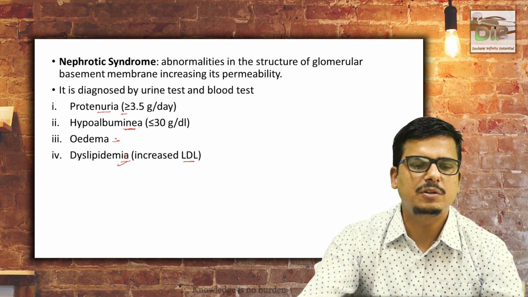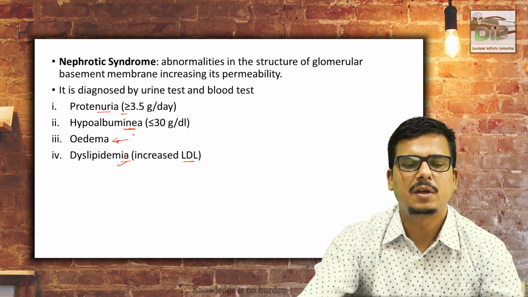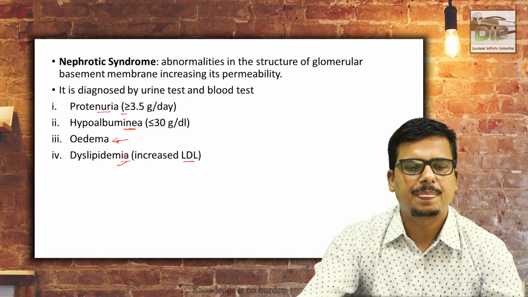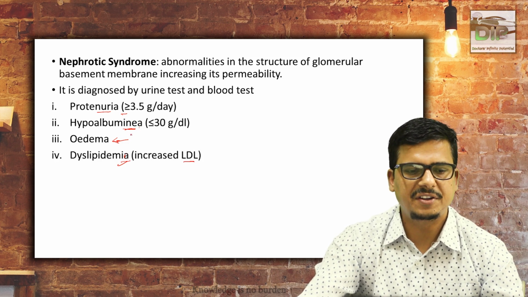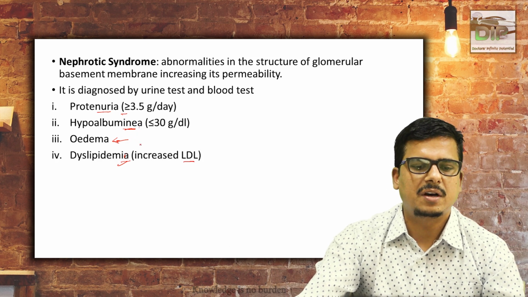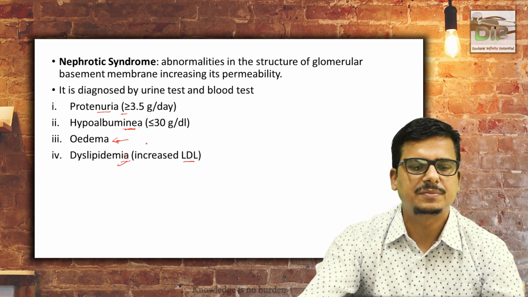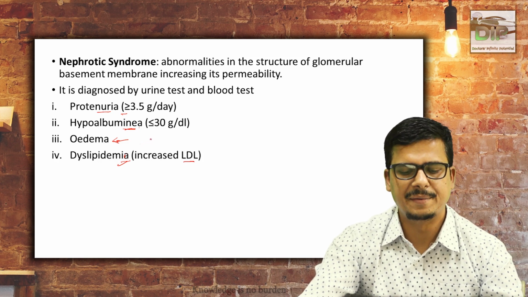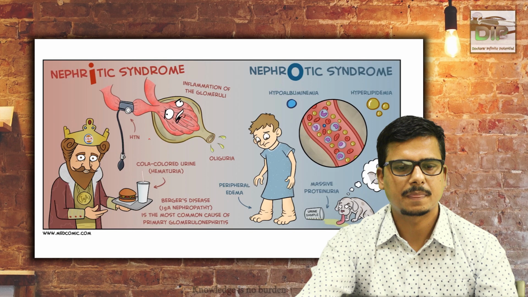How does edema occur in nephrotic syndrome? Since the blood level of albumin or protein is less, the oncotic pressure of the blood decreases. Due to the decrease in oncotic pressure, the water from the vascular system starts to leak inside the tissue space, so that leads to edema.